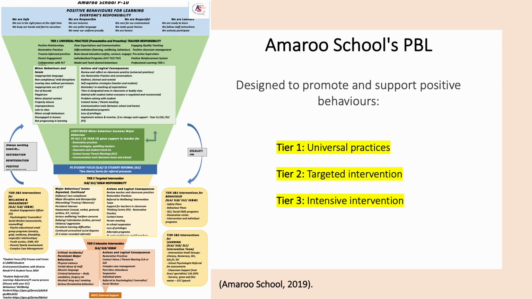Amaru School implements a PBL framework that is designed to promote and support positive behaviours using 3 tiers of intervention. Tier 1 involves addressing minor behaviours and using universal practices and strategies that promote positive behaviour for all students. Tier 2 involves addressing repeated major behaviours using targeted intervention, focusing on students who are more at risk and need additional help beyond the universal practices. Tier 3 involves addressing critical incidences using intensive intervention for students displaying severe behaviours that have not been resolved by the previous tiers.